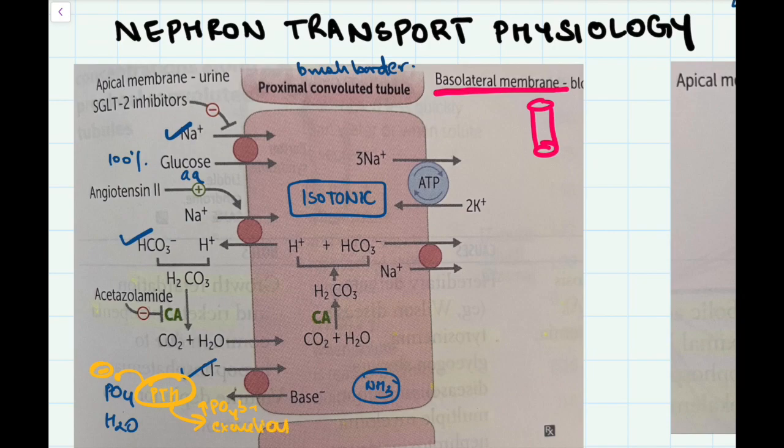Next is angiotensin II. Angiotensin II stimulates the sodium hydrogen exchanger. So what will happen is that there would be increased sodium reabsorption. Due to the increase in sodium reabsorption, there would be an automatic increase in bicarbonate and an increase in water reabsorption, because water follows sodium and there is a sodium bicarbonate co-transport present. So basically it causes contraction alkalosis.